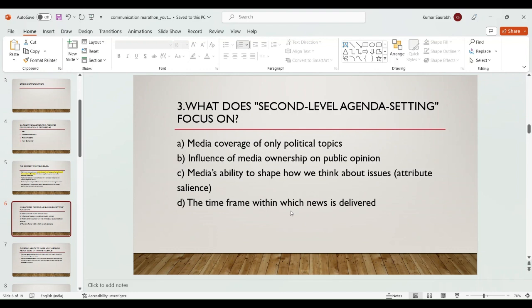It is the media who decide what is important in today's event that can be discussed with the audiences. So this is the agenda setting. So the media will decide what is important, not the people will decide. And the second level agenda setting is what? Let's just discuss the other options. Media coverage of only political topics, influence of media ownership on public opinion, media's ability to shape how we think about issues, attribute silence, and the fourth is the time frame within which news is delivered.